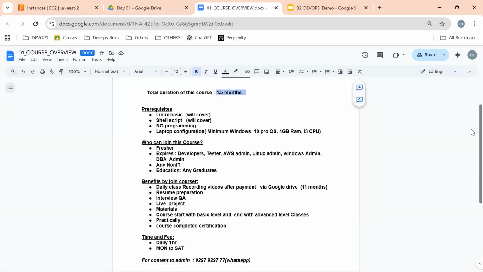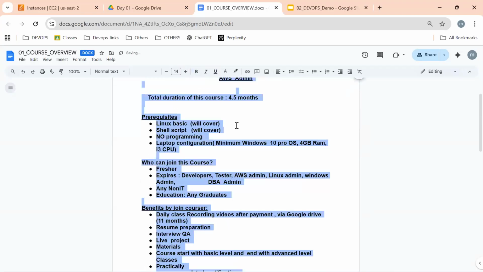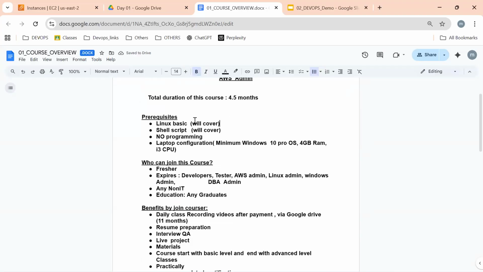If you want to join this course, which are all the prerequisites? Linux basics are required. Shell script is required. No programming: Java, .NET, Python is not required. You require a laptop with this configuration for daily practice.